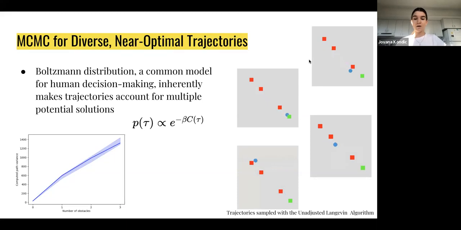The beta parameter of the Boltzmann distribution, commonly referred to as the rationality coefficient, intuitively corresponds to how strong is the preference for low-cost trajectories.